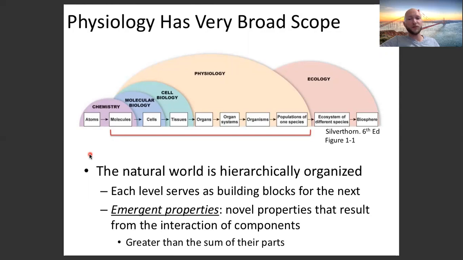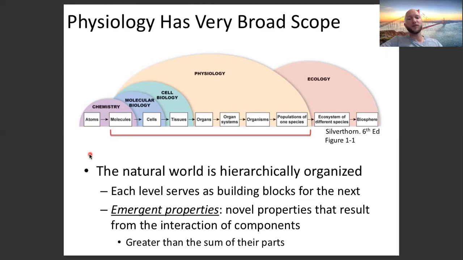So each level serves as a building block for the next. Now, emergent properties. Emergent properties, heads up. This is my 8th semester teaching this class, and I think every single semester I've asked a question about emergent properties on the first exam, or I've at least had it on the exam as a distractor in multiple choice. So pay attention to any word that's underlined, bold, or italicized. I'm pointing it out on the slides because it's an important word, and I'm probably going to write a test question about it.